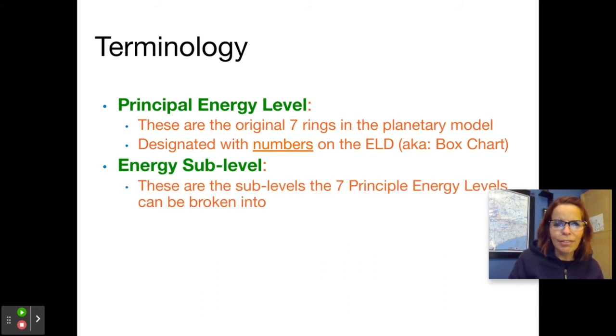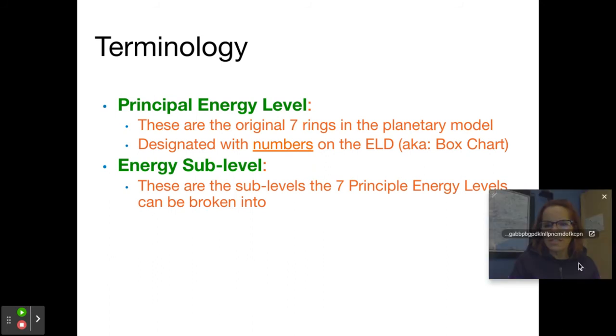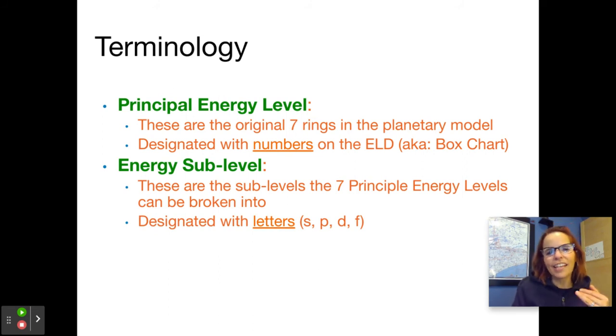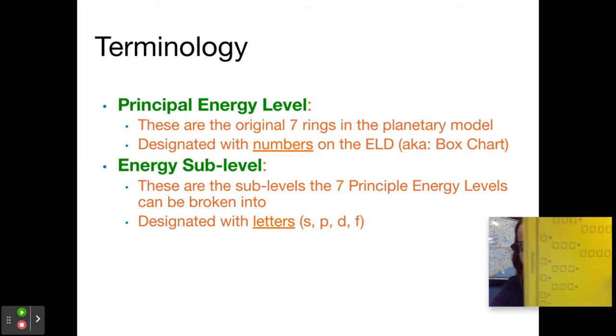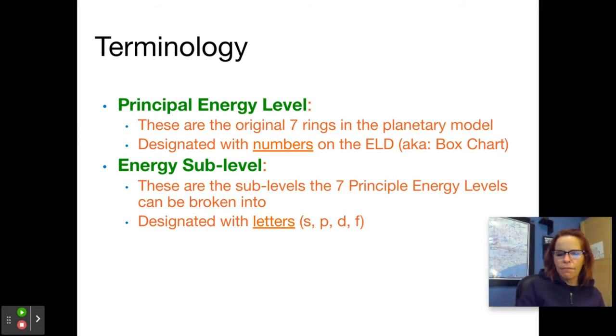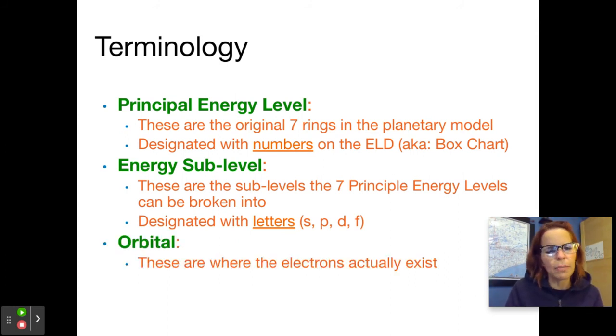The sub-levels. Now, this is something that Bohr does not have anything about. These are the sub-levels that the 7 principal energy levels can be broken into. They have been designated with the letters S, P, D, and F. So if you look on your box chart, you can see this one says 1S. This one says 2P. This one over here says 3D, SPDF. What is that? Who cares? Just go with me for right now. Learn the words, and then we'll understand what they mean later.